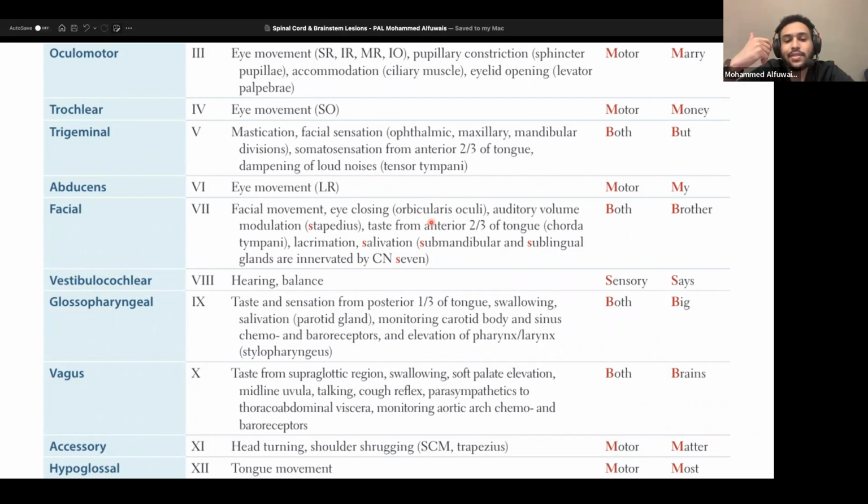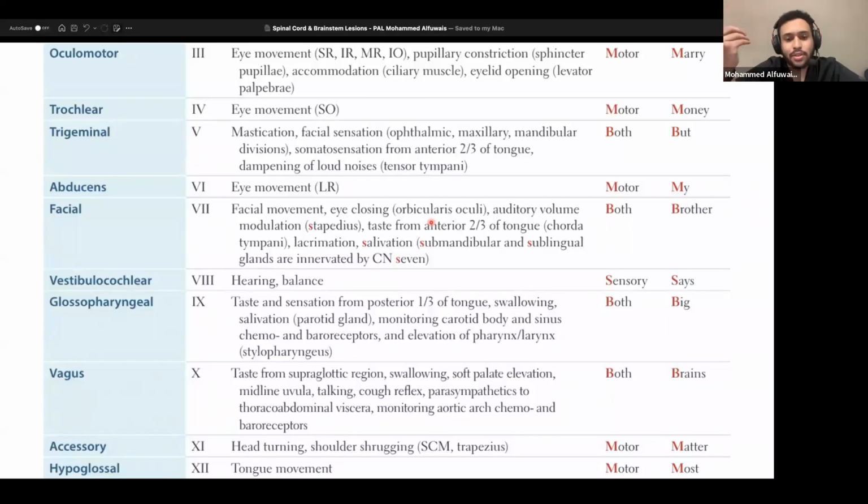The next thing is the taste sensation. It takes taste sensation from the anterior 2/3 of the tongue. That's also an important thing because of lesions. It has parasympathetic function. It's responsible for lacrimation, which is tears. It's responsible for salivation from 2 glands, the submandibular gland and the sublingual gland. The submandibular gland is over here, and the sublingual is right below the tongue. So these are the functions.